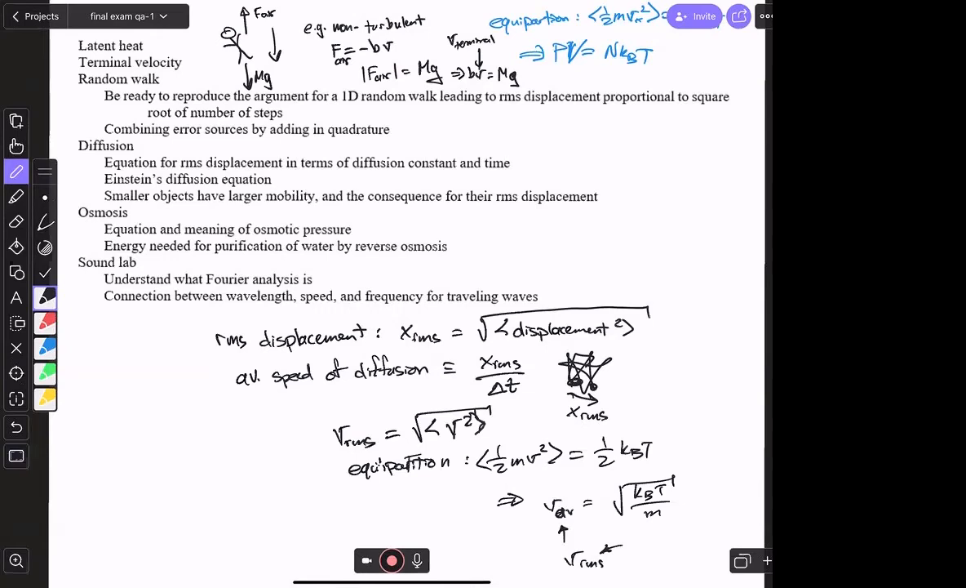Okay, combining error sources by adding in quadrature. Can I quickly confirm that when you talk about kinetic energy of a particle, you're only talking about translational kinetic energy and not vibrational or rotational? Yes. So really the rotational and vibrational energies also have a kinetic component, and the translational energy is completely a kinetic component. But when we talk about the kinetic energy of a molecule, we ordinarily mean the translational kinetic energy.